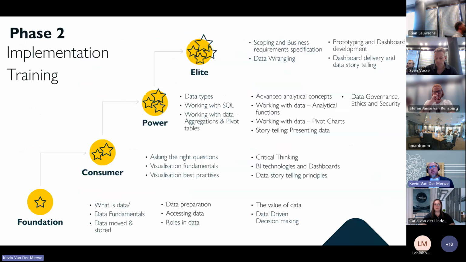But, as I've already said, you've got these data foundational modules to really understand data: what it is, how it's moved and stored, how it's prepared, the different ways to access it. We think, quite importantly, the different roles in data, who are all these people that you're going to have to work with, because data is a team sport. What does a business analyst do? What does a data analyst do? What does a data engineer do? What's the role of a CDO and CIO? Data scientists, and the difference between them and statisticians.